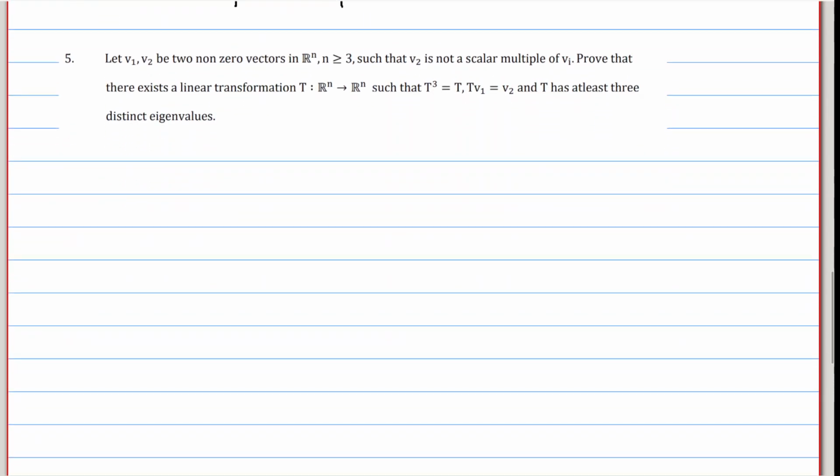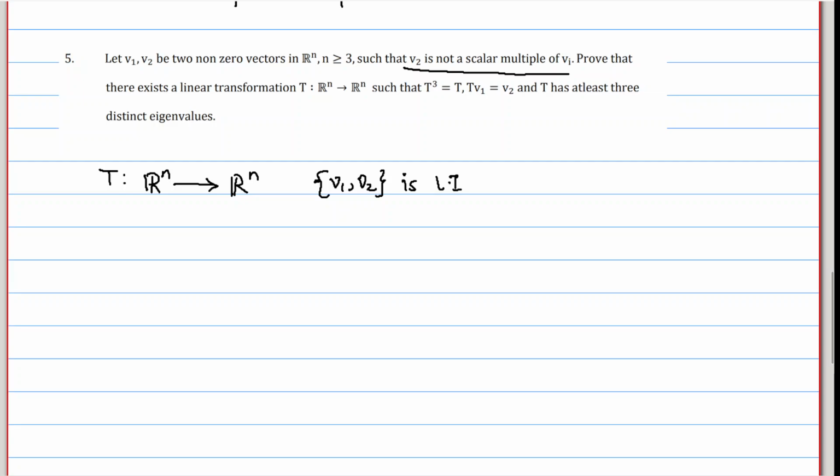Okay. So, how did we show that there exists such a linear transformation? We exhibited one such, right? And how did we define that linear transformation? Recall that to define a linear transformation, we simply need to define it on the basis elements. We know that v1, v2 is linearly independent, since v2 is not a scalar multiple of v1. That means they are linearly independent, right?